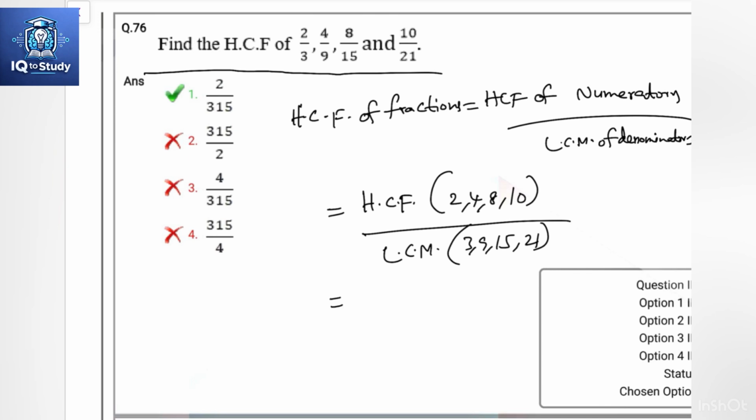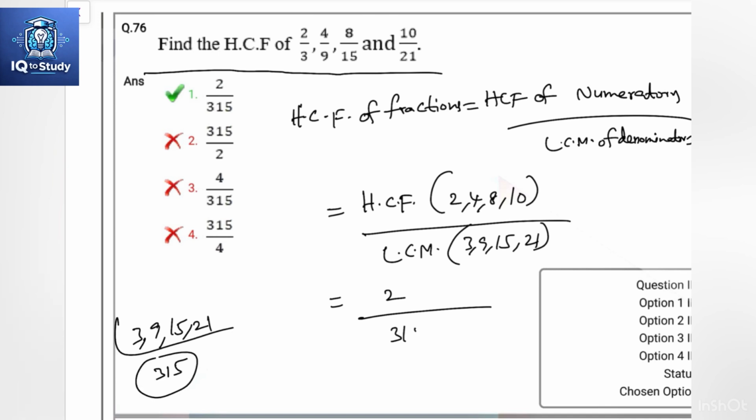And the highest common factor among 2, 4, 8 and 10 is 2, and the LCM of 3, 9, 15 and 21 is 315. So the answer is 2 divided by 315, which is option 1.